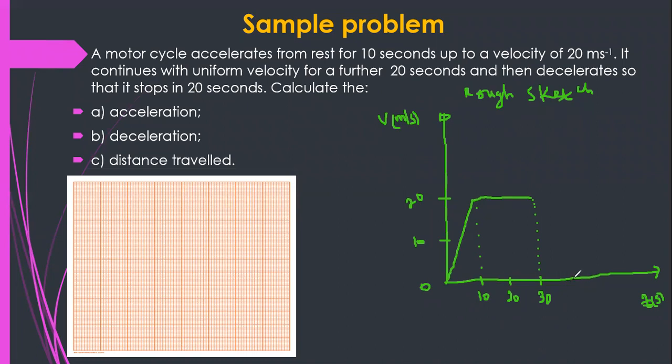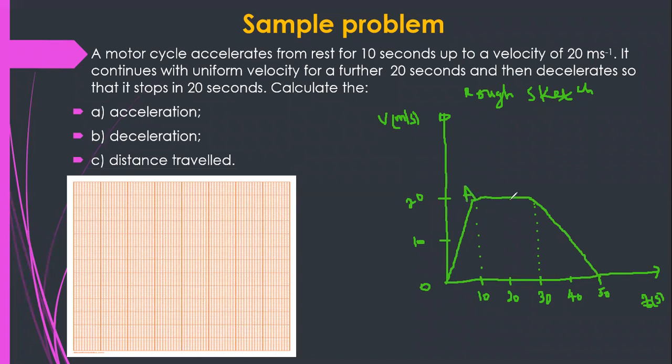So here it's going to be 40, and then here is 50 seconds. Then it decelerates this way. So this is the deceleration. You can see it. So we can label it.